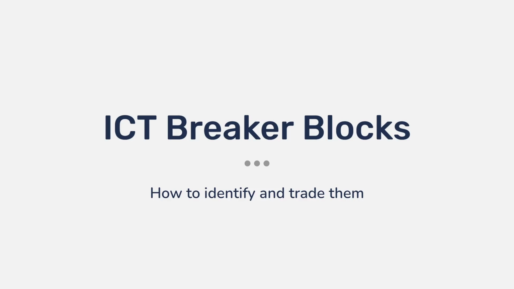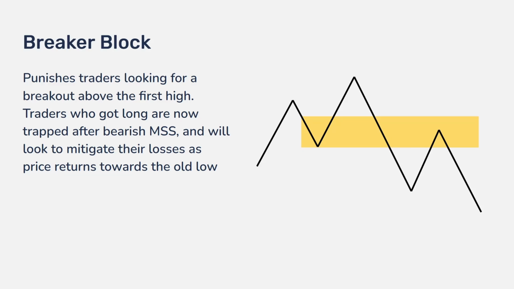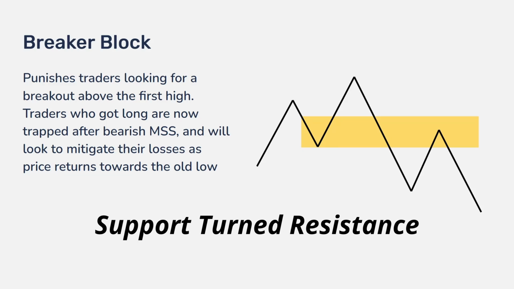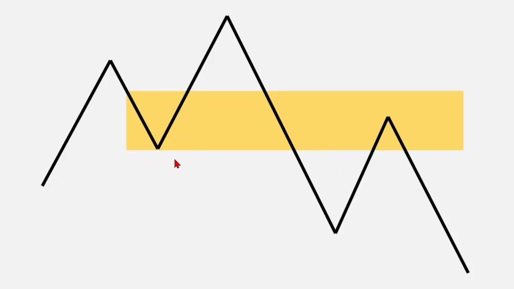Hey everyone, today I just want to make a quick video on ICT breaker blocks, how to identify them and trade them. Before we even get started, I wanted to make this very clear for people who may be new to ICT concepts: you can very simply think of this setup as just support turned resistance and vice versa. Right here, this is what a bearish scenario might look like.